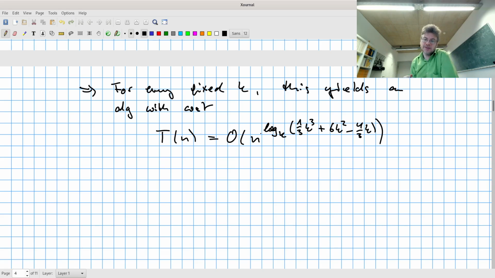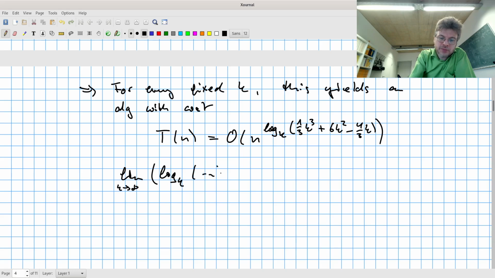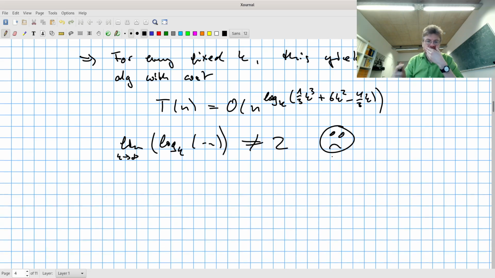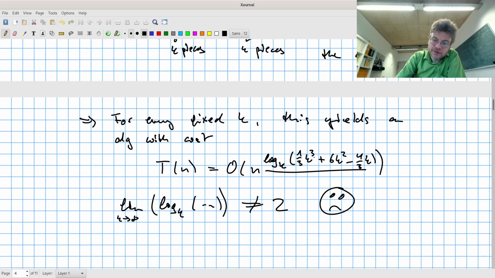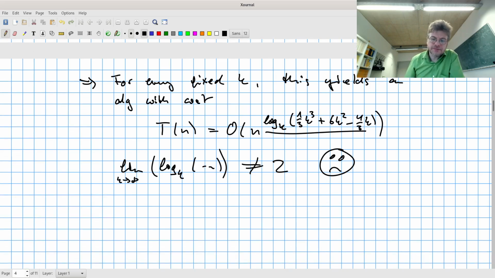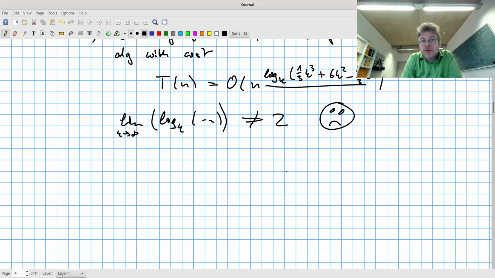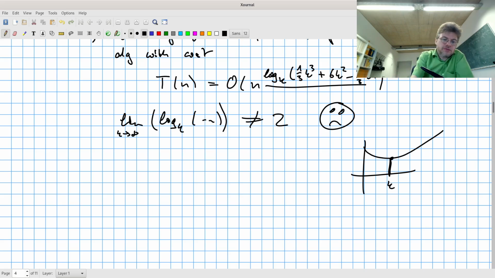But we don't have this, and this doesn't give it, because the limit for k to infinity of this expression, log k polynomial, is not 2. This is sad. The function here in the exponent starts somewhere, goes down, and then goes up again. You see, it actually goes to infinity, because you have log k of k. Anyway, it doesn't go to 2. But you can ask, what is the best k? If this goes down and then up, then there must be somewhere a k for which it is the best choice.